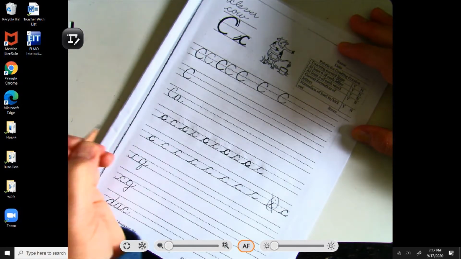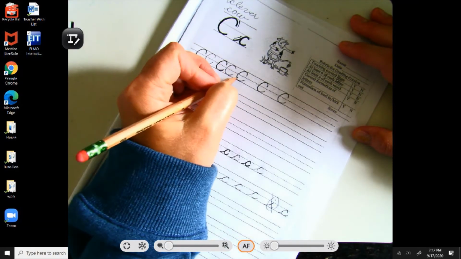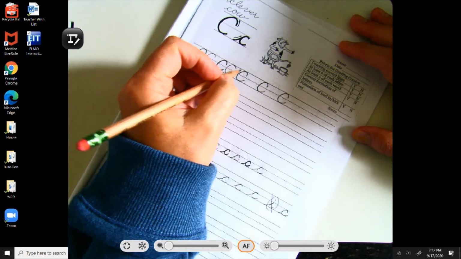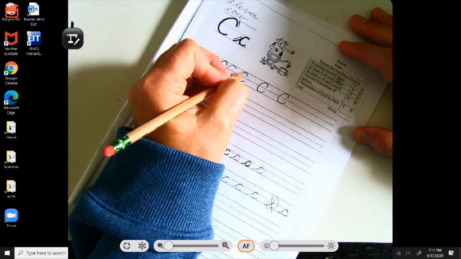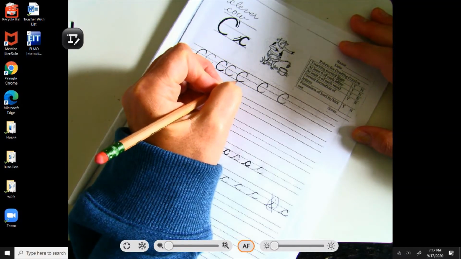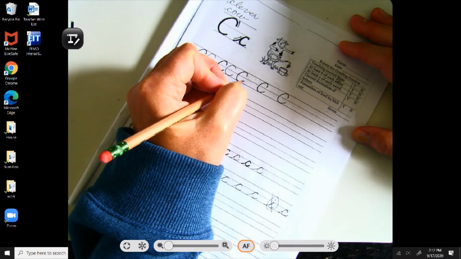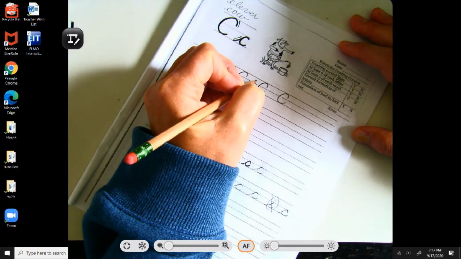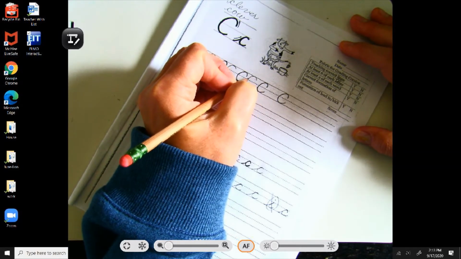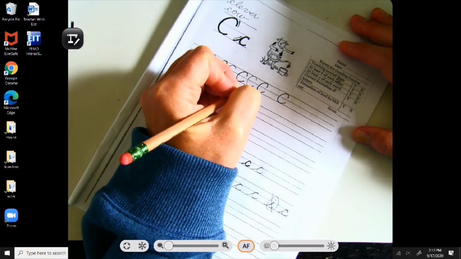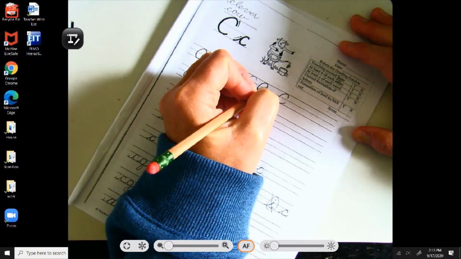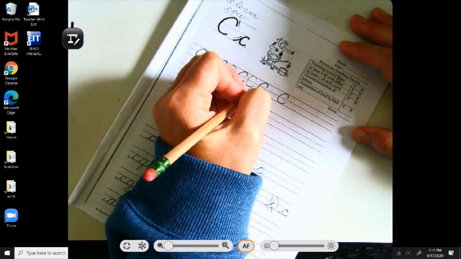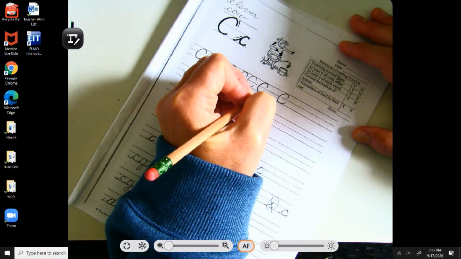All right, scholars, pencils are up. Check that slant of your paper. We're about to trace. Starting near the top line. Curve around. Kick out tail. Starting near the top line. Curve around. Kick out tail. Trace. Starting near the top line. Curve around. Kick out tail.